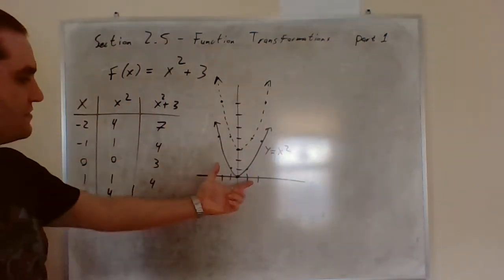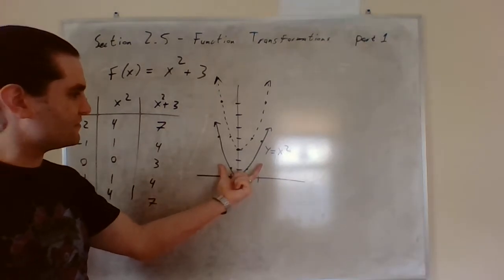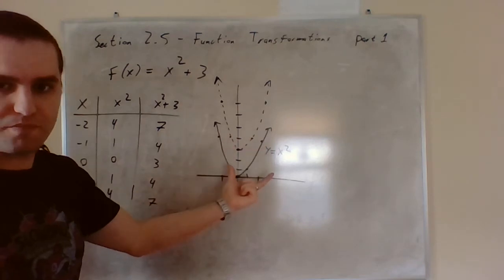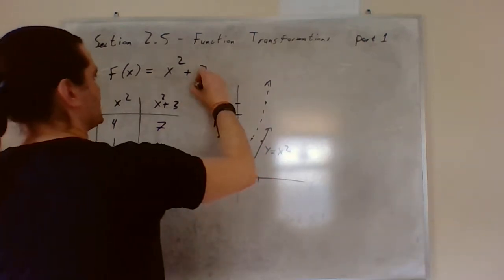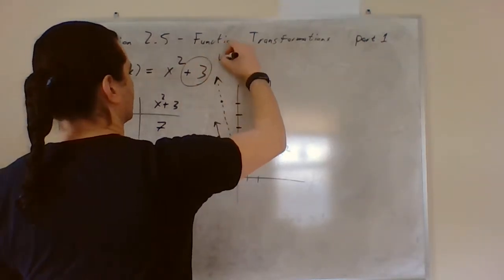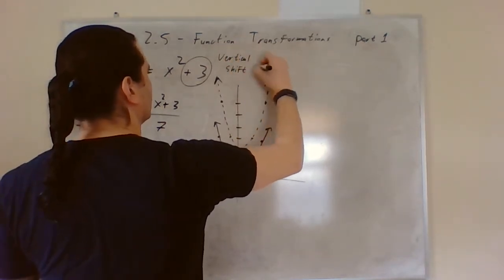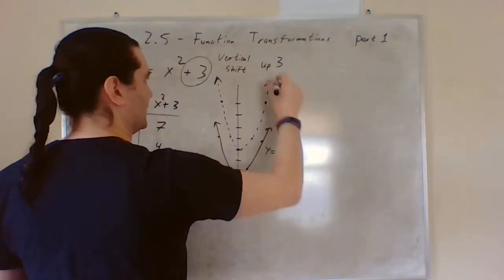So the transformed function has all the same values as this function. They're just shifted up 3 units. Because of that, we say that this transformation is a vertical shift up 3.